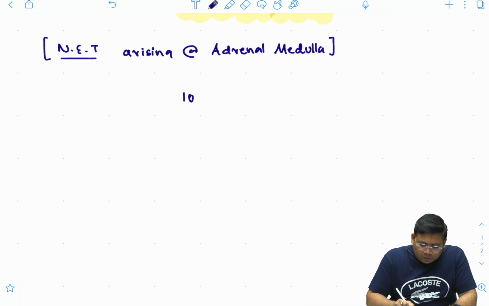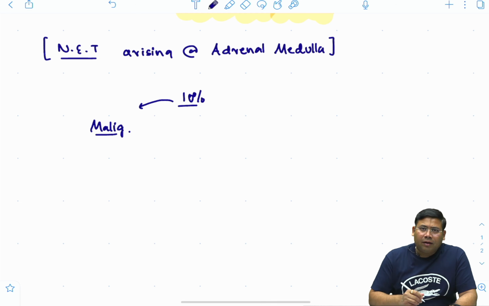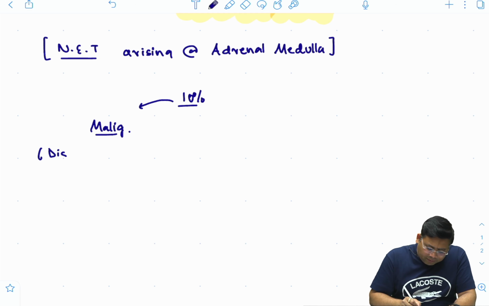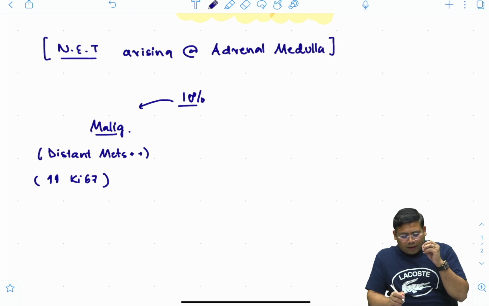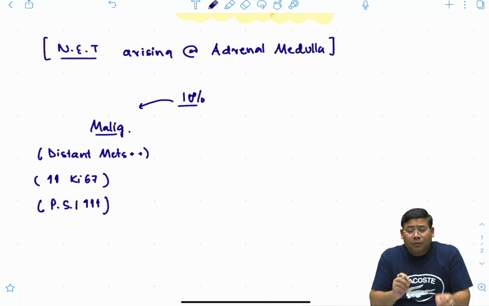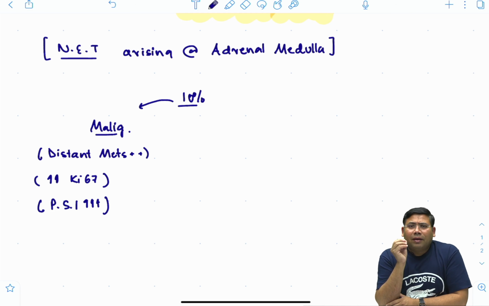And what is that 10% rule? That 10% of them are malignant. Now what is the concept of them being malignant? Do you know only capsular invasion is not a criteria? Presence of distant metastasis, this is very important. Then an elevated level of Ki67, this is again very important. So Ki67 is elevated, distant metastasis is present, and we also have the pheochromocytoma severity index, so PSI levels are also elevated. This is the only criteria for calling it malignant. Merely presence of atypical cells is not going to qualify for this.